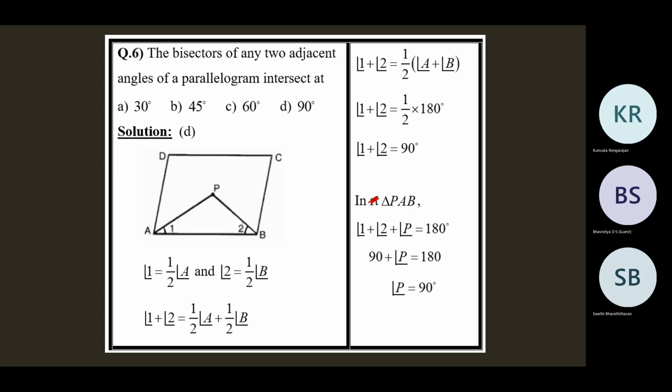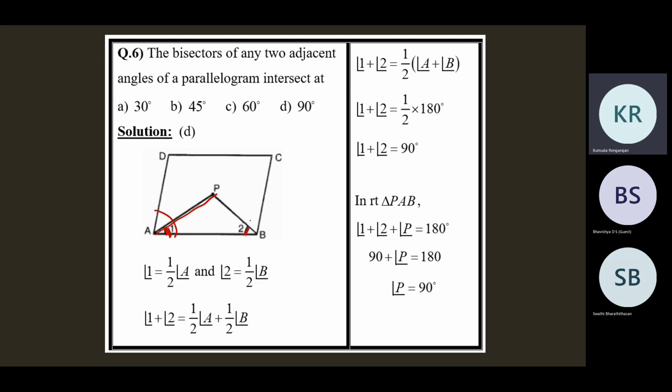Done, children? Done, ma'am. See, when we say angle A, it is not this angle A. This angle 1 is half of angle A, because AP bisects angle A. Angle 2 is half of angle B.